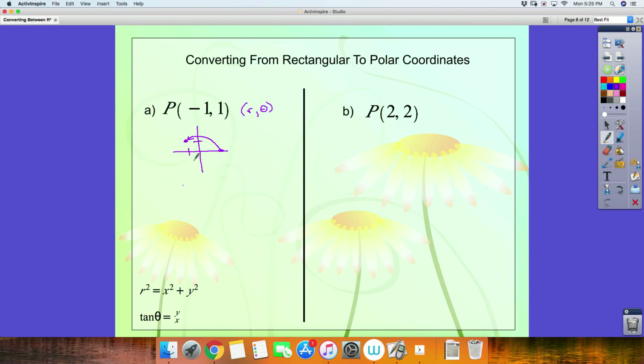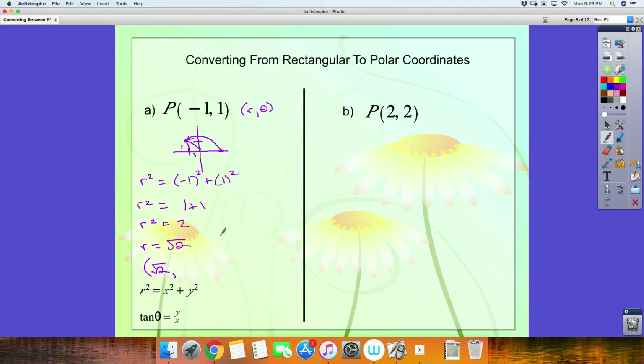So first thing we're going to do is find our radius, because remember, this is basically making a right triangle with a base of 1 and a height of 1. So if I do my Pythagorean theorem, that gives me r squared equals negative 1 squared plus 1 squared. So that gives me r squared equals 1 plus 1, r squared equals 2, or r equals the square root of 2. So all I've done is Pythagorean theorem, and now I know the first part of my equation is the square root of 2.